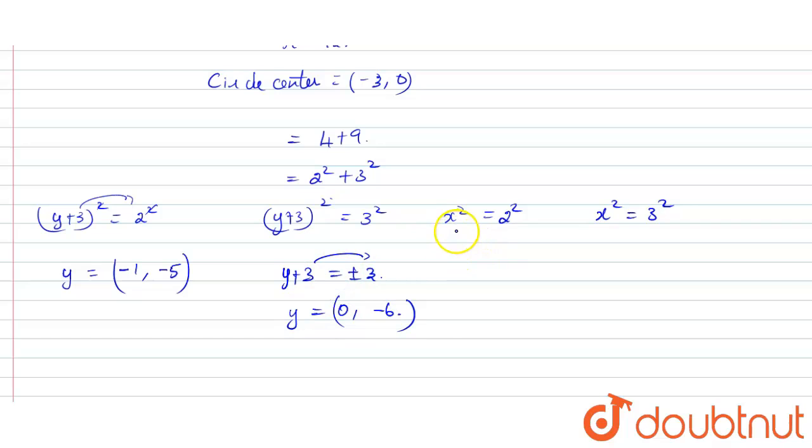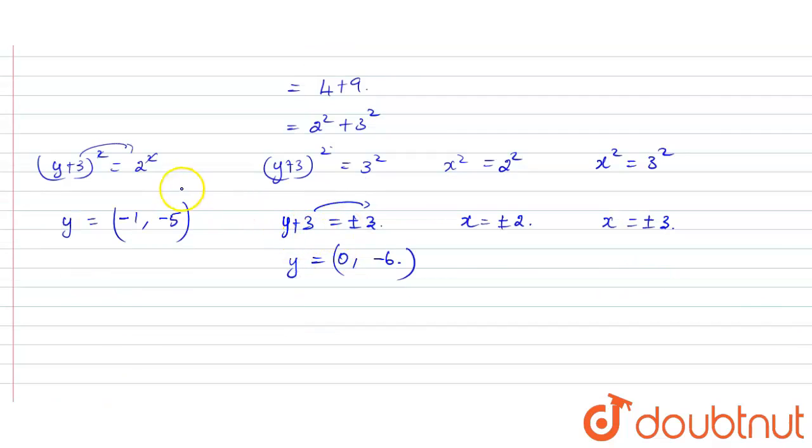So I'm going to find the values of x square equals 2. I take the square root on both sides, so it will become x equals plus or minus 2. And here if I take the square root on both sides, it will become x equals plus or minus 3. So for 2 square value it has 2 values.